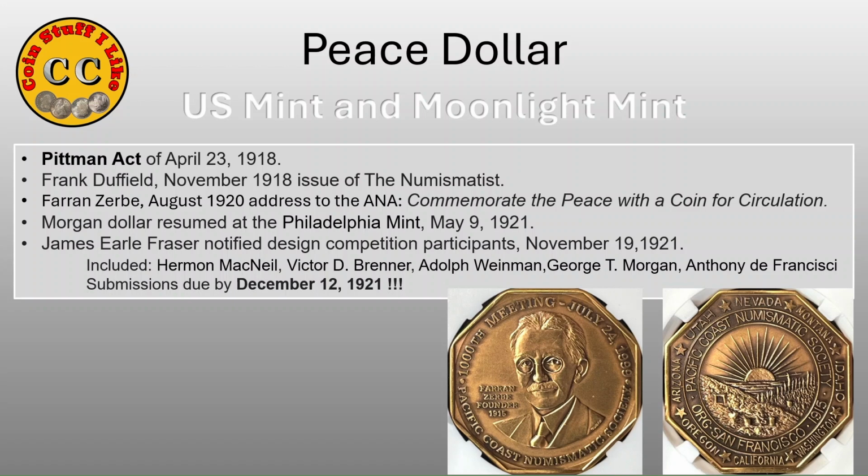Now, in the meantime, Morgan dollar production resumed in Philadelphia on May 9th, 1921, because the Pittman Act not only called for the melting of all the historic coins during the war, but also provided for restoration of that coinage, and that started on May 9th, 1921.